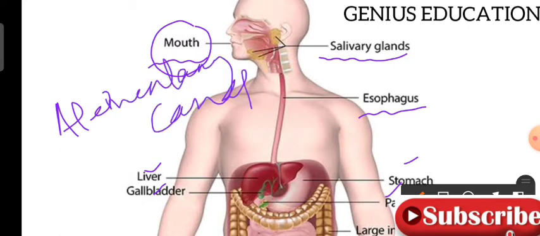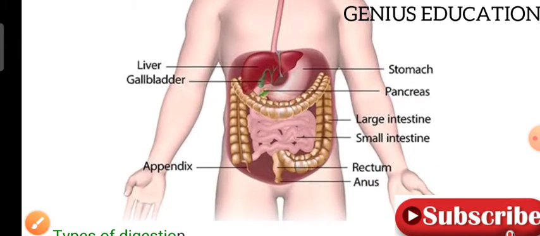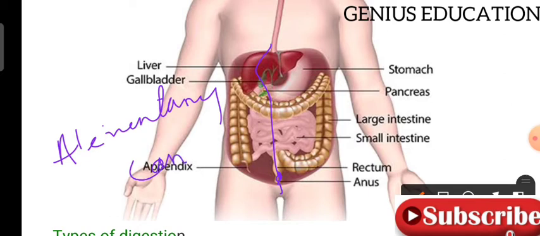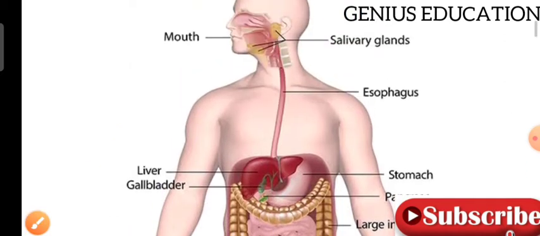It is open from the mouth to the anus. This is called the anus. So from the mouth to this part is known as the alimentary canal. Got my point? And then let's see some new points.